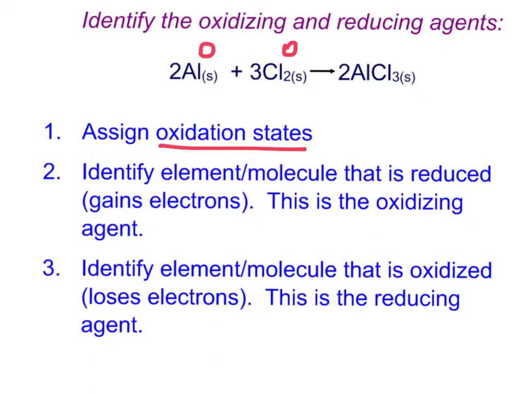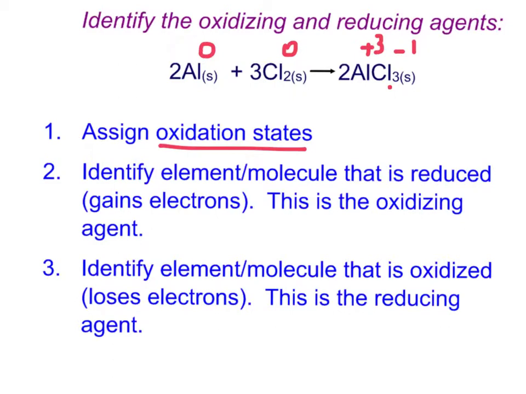We know chlorine, each of the chlorine atoms has an oxidation state of -1, and there are 3 of them. So that's a charge of -3. That means aluminum must be +3. So there's our oxidation states.